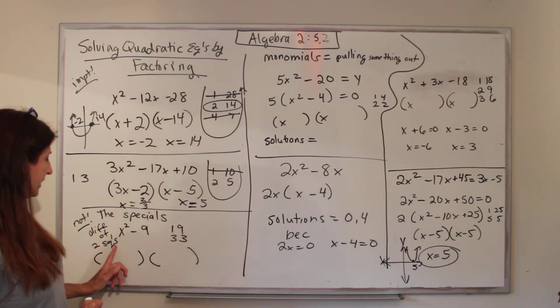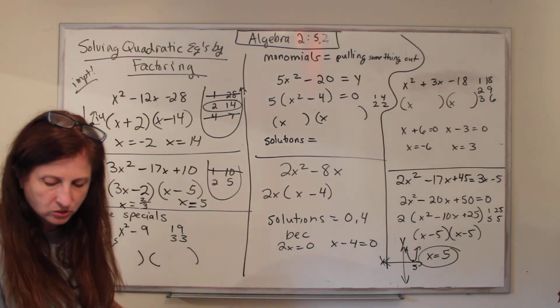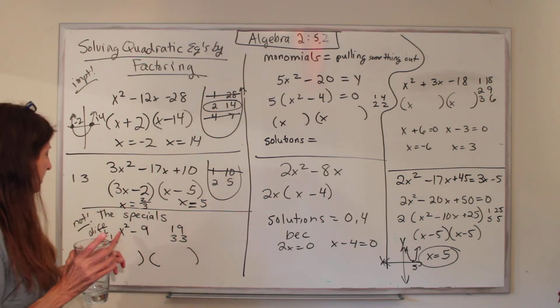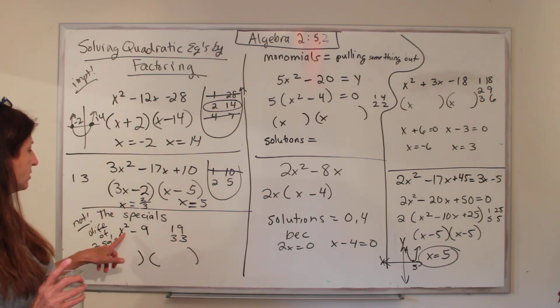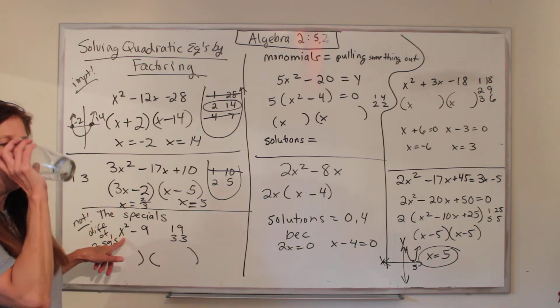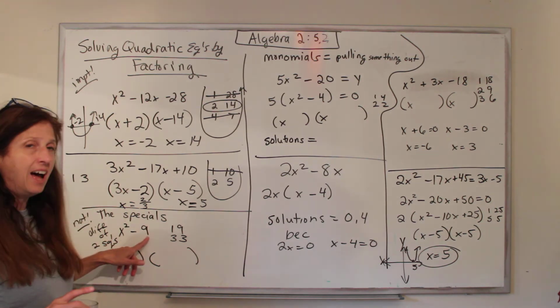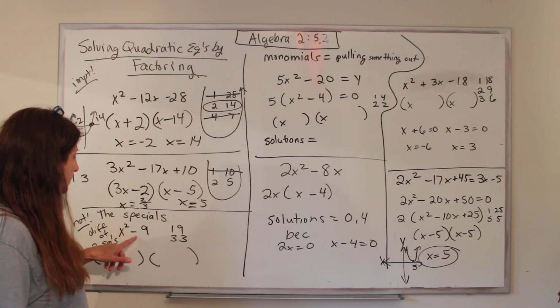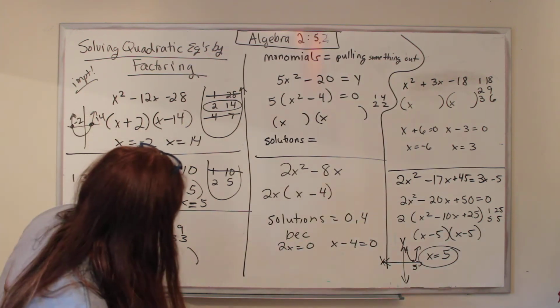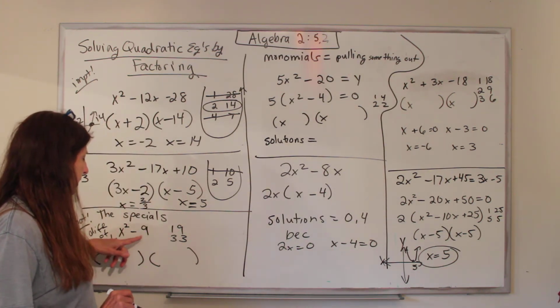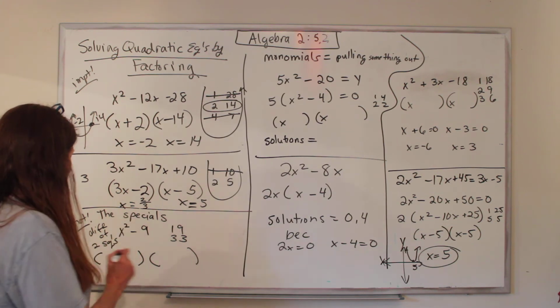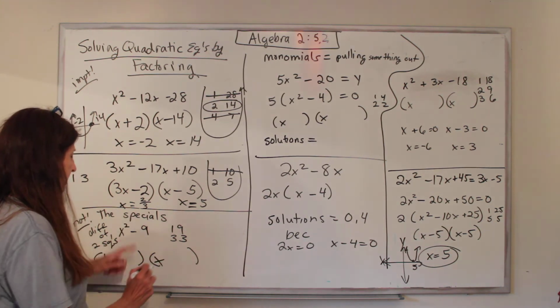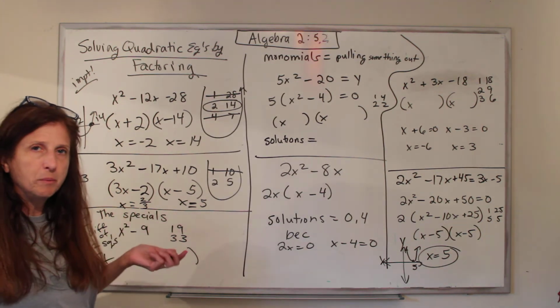Now there are certain special patterns. One of them, which I'm calling the specials, is the difference between 2 squares. Do you see how x is x squared? And 9, the square root of it is 3. So if you have a subtraction between two squares, you end up with a pattern. The x's go here, but we don't need to remember the pattern.